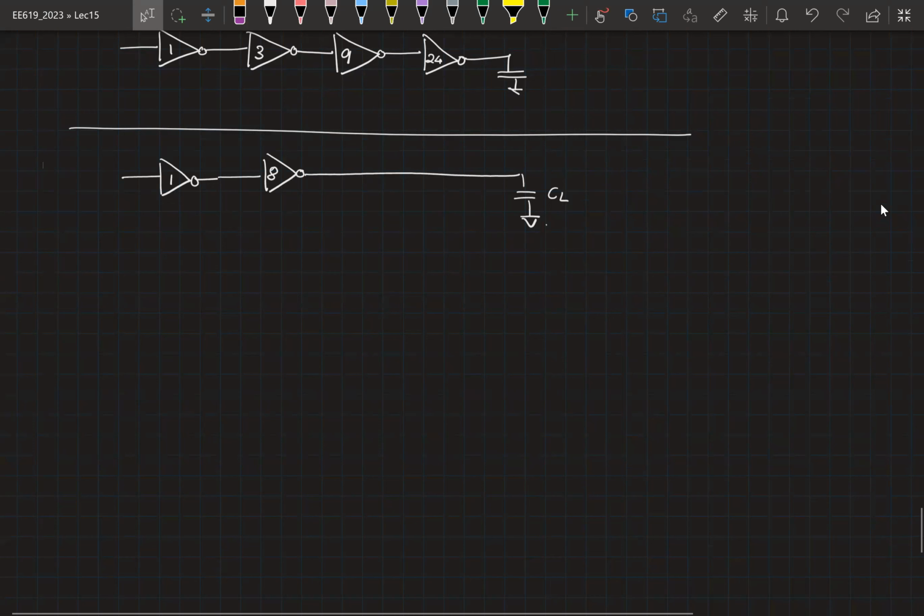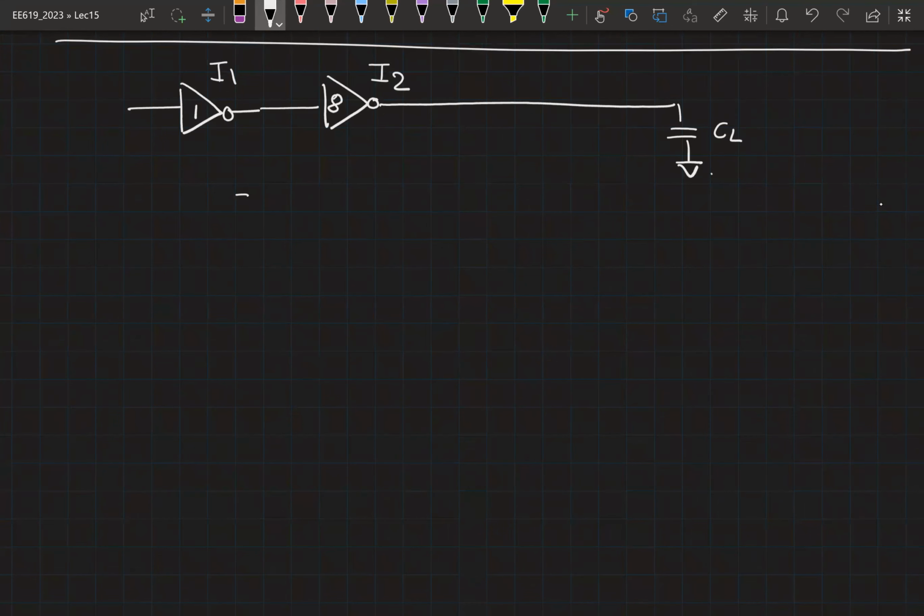So the moment you have two stages, it's simply easier to do it in the form of a table. I1, I2. What is C in for I1? This is 3C. This is 8 into 3C. What is CL? This is 8 into 3C. You can, of course, write it as 24C, but because everything is inverted, the 3C is going to get cancelled. So I'm splitting and writing it as 8 into 3C.